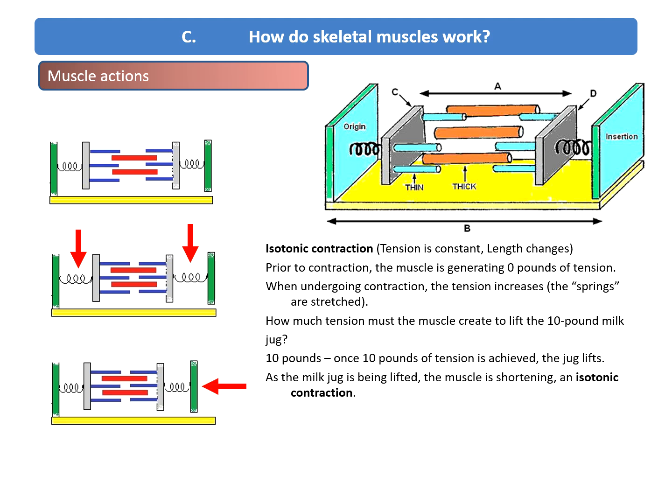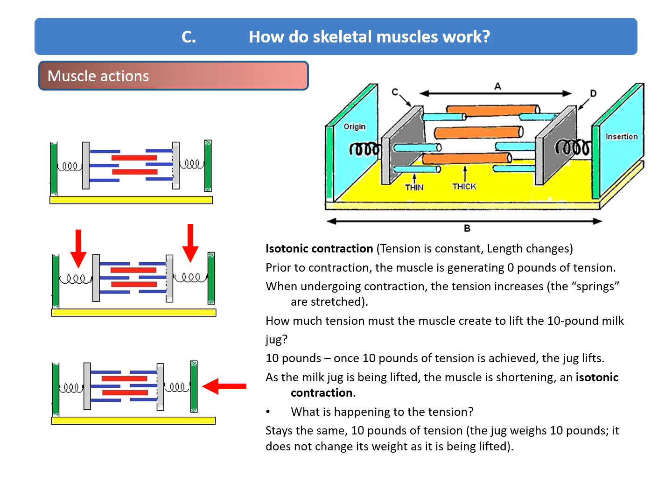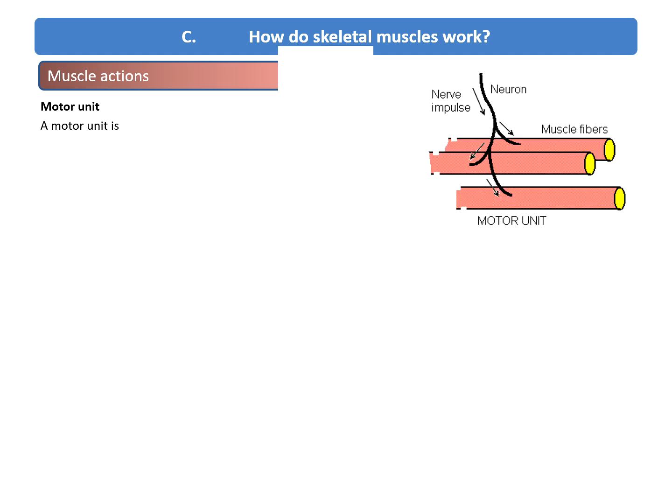As the milk jug is being lifted, obviously the muscle is shortening. So this is an isotonic contraction. What's happening to the tension? It stays the same. 10 pounds of tension, because that's what the jug weighs. It doesn't change its weight. Almost every action we do is a combination of isometric and isotonic contractions.